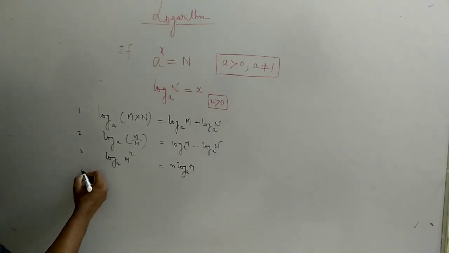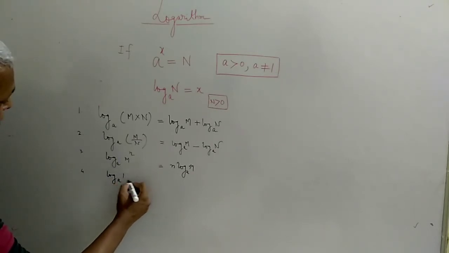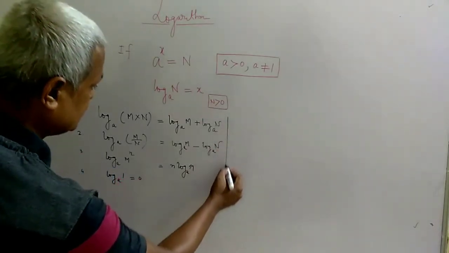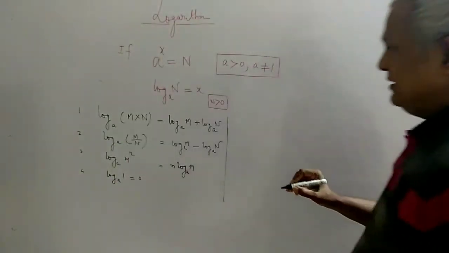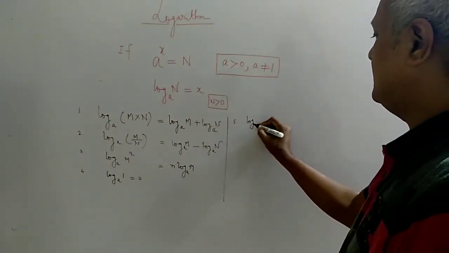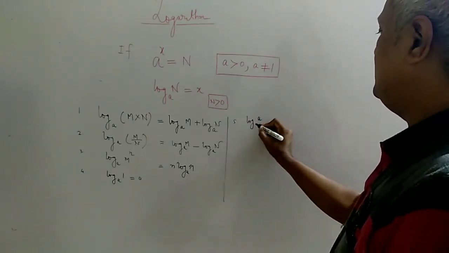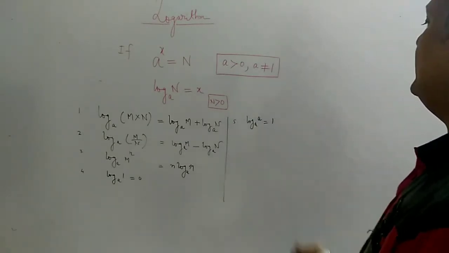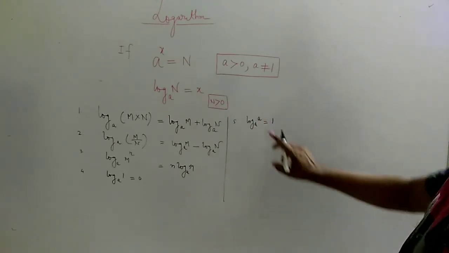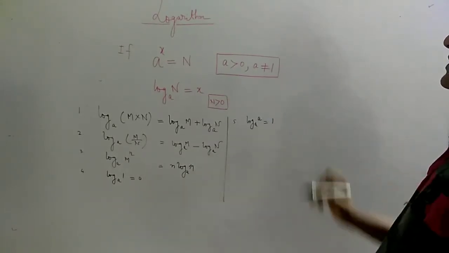Now number 4, log 1 for any base is 0. Then I write other formulas here. Number 5, log a to the base a is 1. If I try to convert this, a to the power 1 is a. So when the argument and the base remain the same, then that value becomes 1.